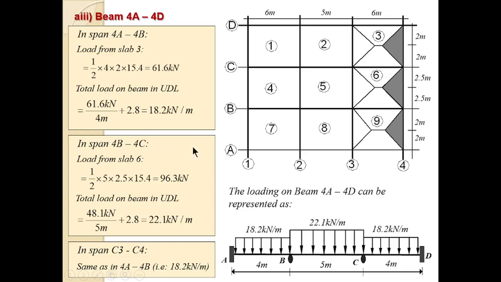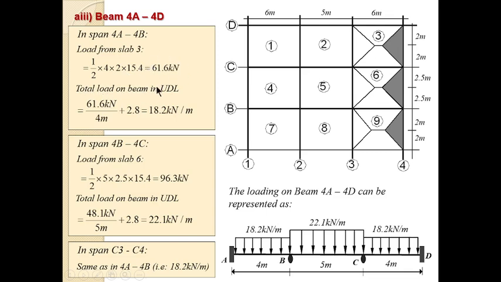And so we have that beam, which can now be analyzed using any choice method. So the next one is beam 4A, 4D, which is here. You can notice that this one is an H beam, so each span is carrying load from only one slab, which makes it easier. For span 4A, 4B, the load is from only slab 3, which is half base times height times the UDL, and it gives us this.